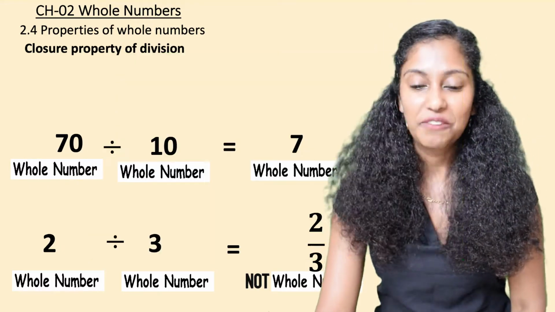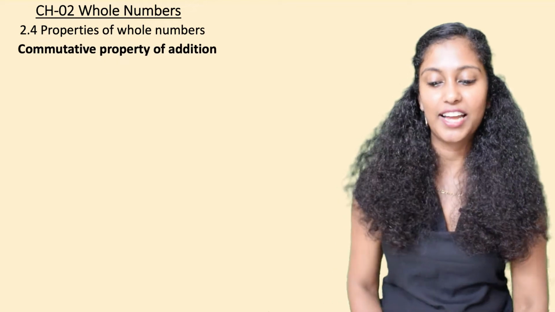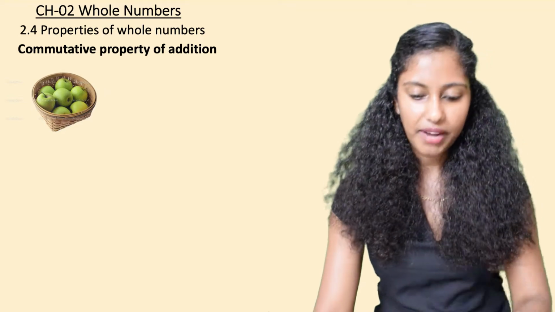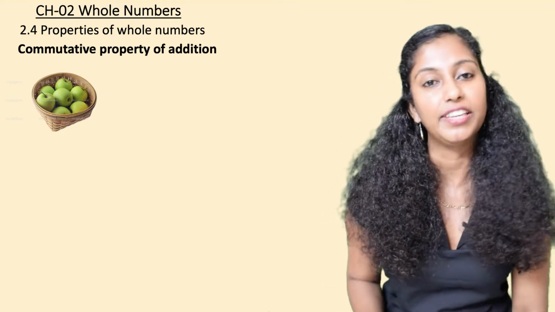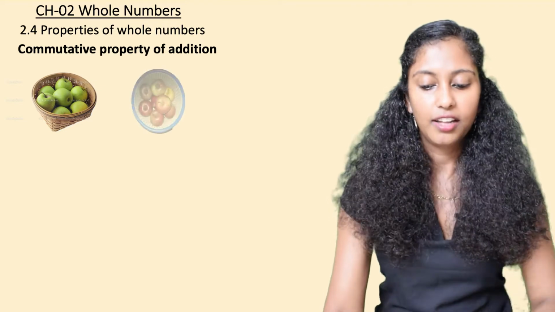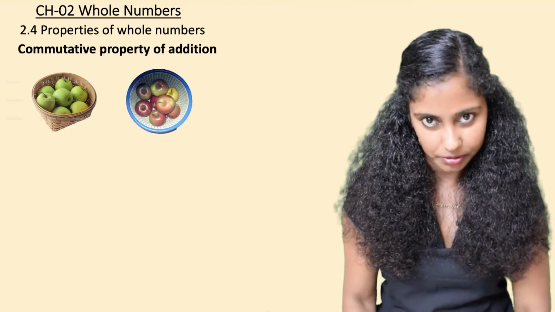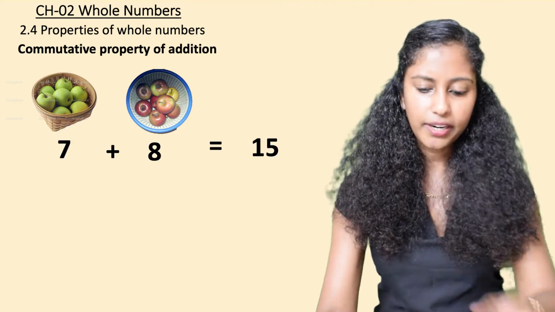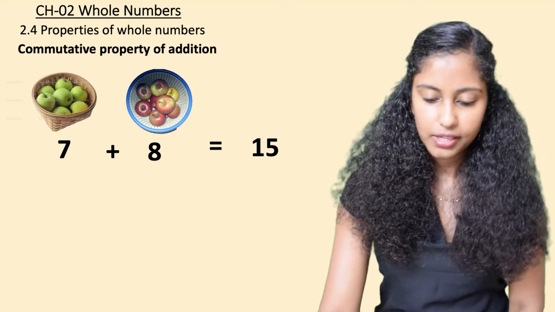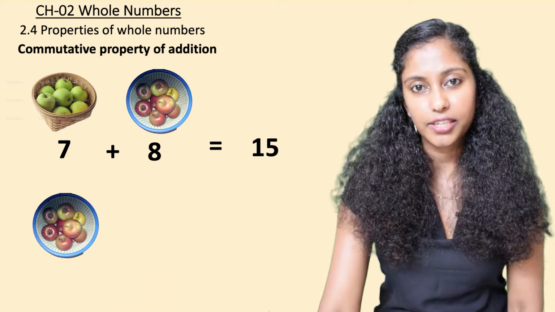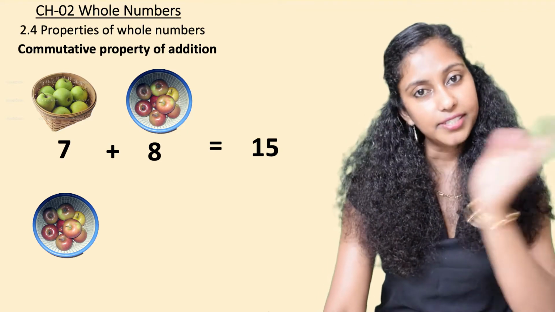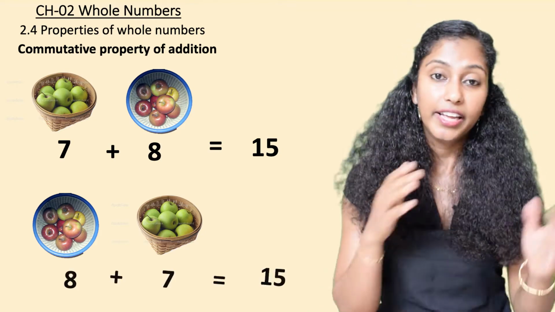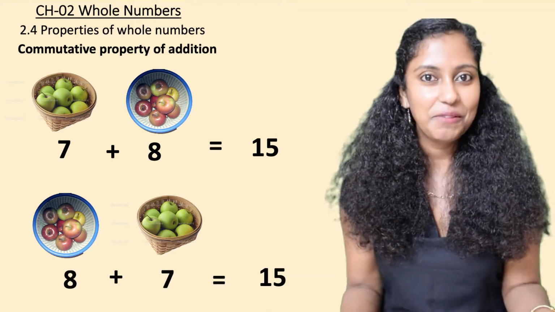We'll proceed further with another property of whole numbers, which is called the commutative property of addition. So here we see there is one basket which has got 1, 2, 3, 4, 5, 6, 7 apples which are greenish. Another basket has got 8 apples. So now if we add 7 and 8, we get 15. Now let us exchange the baskets here and there. So here we see firstly there is a basket having 8 apples, and in the second position we have another basket having 7 apples. So now if we add 8 and 7, the answer is the same, 15.